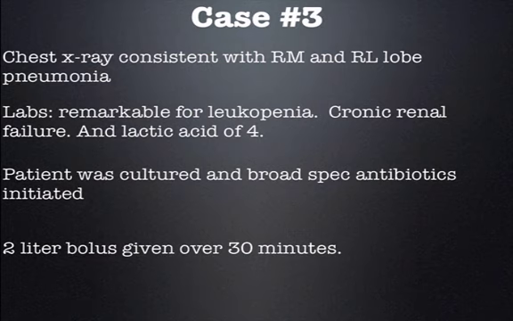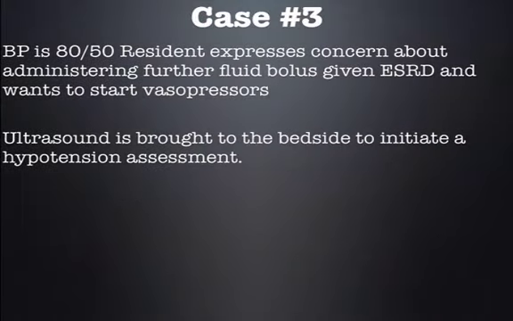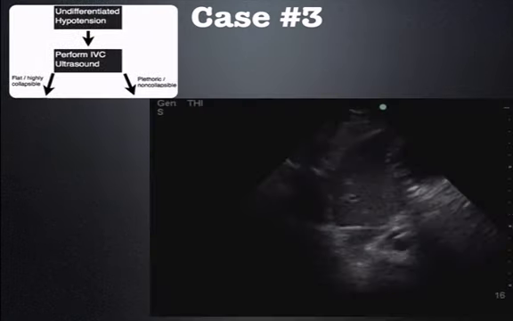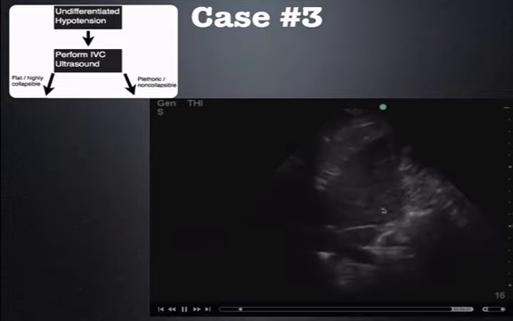Patient was cultured and broad-spectrum antibiotics were initiated. A 2-liter bolus was given over 30 minutes. Now, after this, the blood pressure was 80/50. And the resident expressed concern about administering further fluid boluses given the end-stage renal disease and wants to start vasopressors. Instead, we went ahead and brought ultrasound just to do a quick hypotension assessment, starting with our ultrasound of the IVC. This is what we saw.